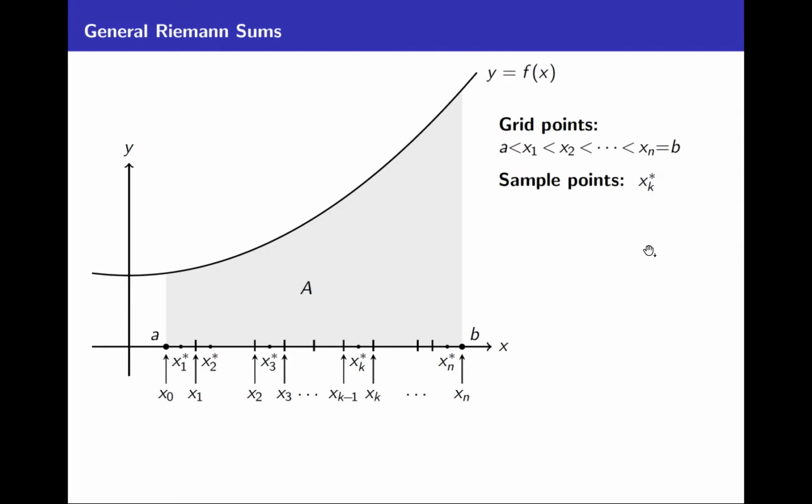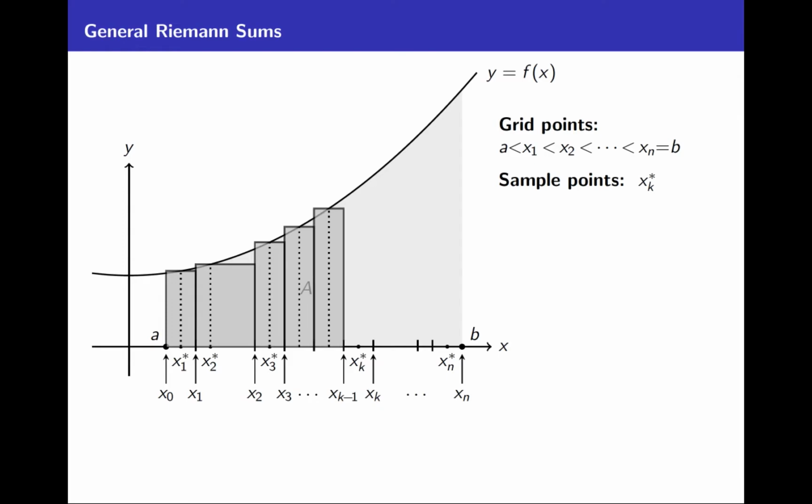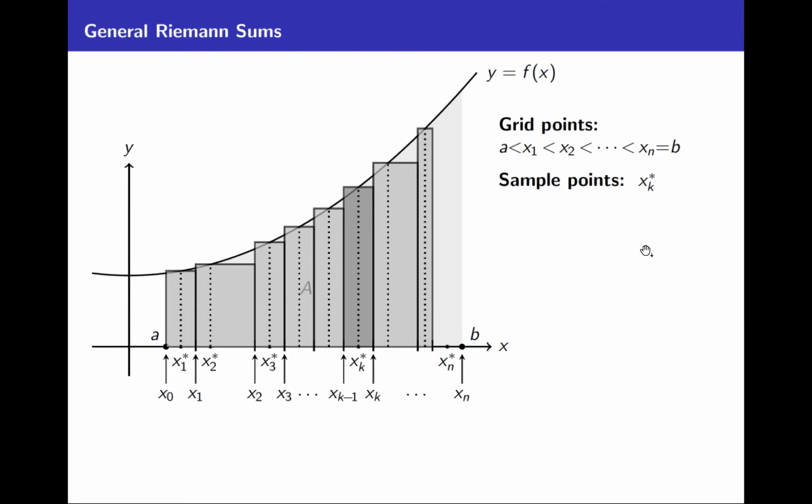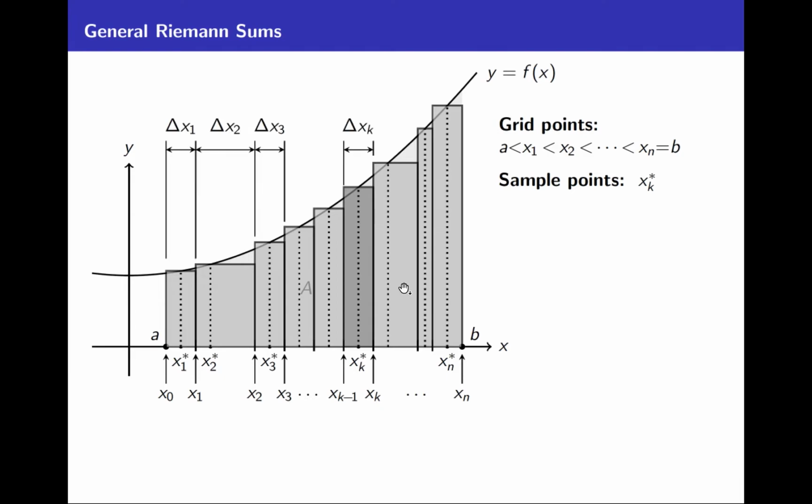And then the next thing we're going to do is we're going to make rectangles, just as we did before, by taking f of the sample points for the heights. But the bases of the rectangles are equal to the respective intervals. They have different sizes. Here's a really skinny one right there. So we make n rectangles this way, and these rectangles have different bases.